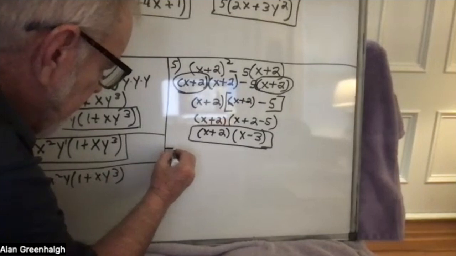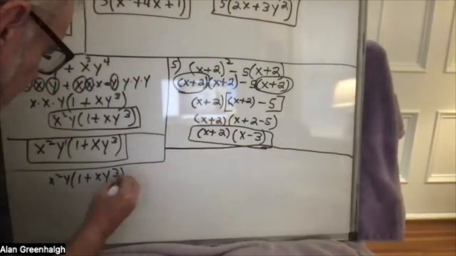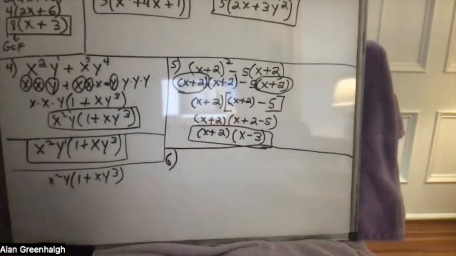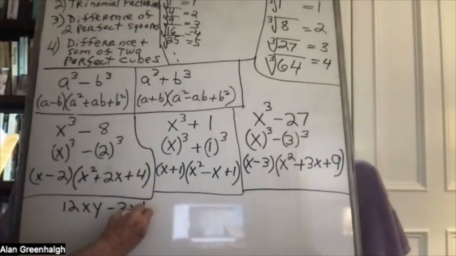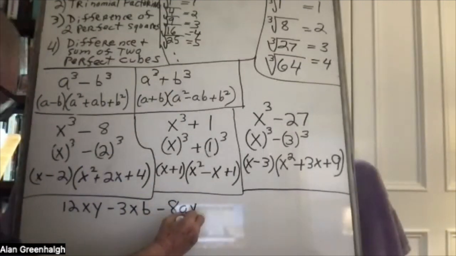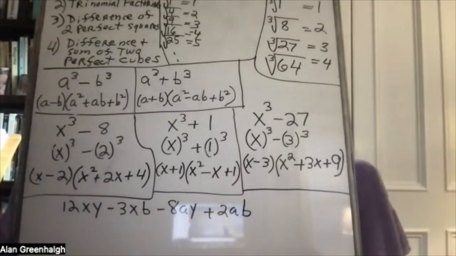Okay, and we're going to keep going, actually. And if you think that was unusual, I'd like you to have a look at problem number 6. But first, make sure you can see it. Just take 12xy minus 3xb minus 8ay plus 2ab. There it is.